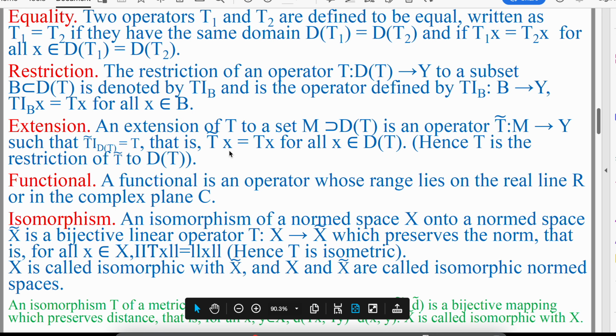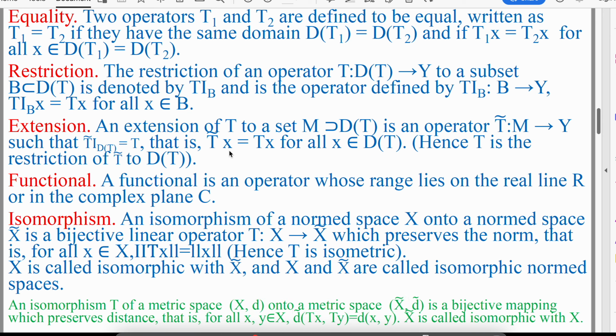Now equality of two operators. Two operators T1 and T2 are defined to be equal if they have the same domain and if T1x equal to T2x for all x belonging to their domains, and we write it as T1 equal to T2. For two operators to be equal, first of all their domains should be equal and their range at any point of the domain should be equal.